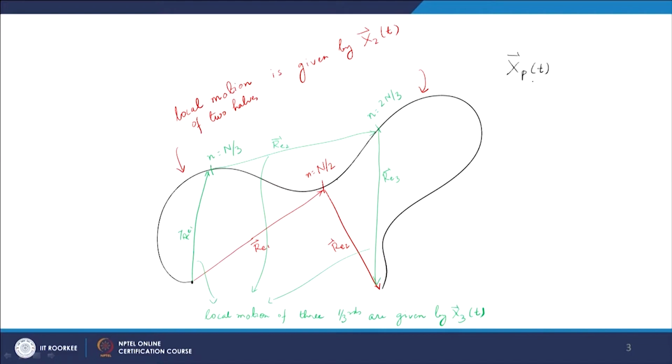xp(t) characterizes the local motion of a chain of N by p segments. So, there would be p such chains in a given chain, p such sub chains containing N by p segments each within the polymer chain, and the local motion of those sub chains is given by the Rouse modes xp(t).